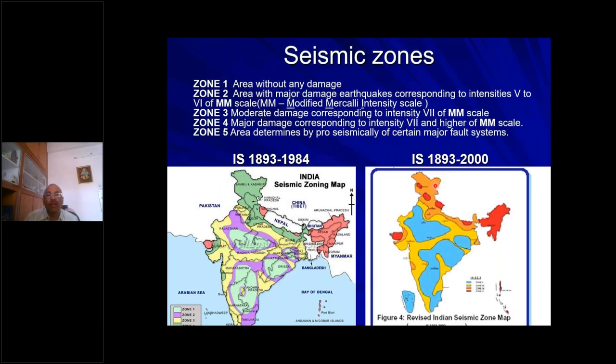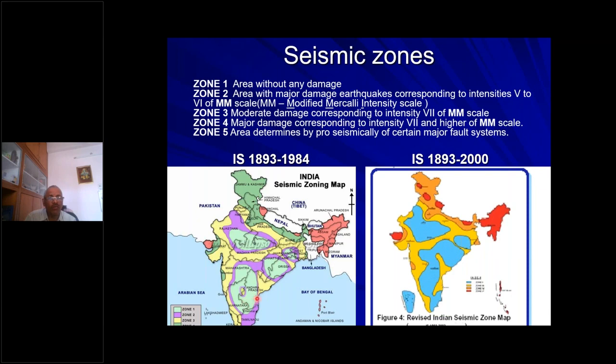So now coming to the IS 1893 code of practice. Actually, in the earlier code of practice, way back in 1984, the Indian seismic zoning map consisted of 5 zones actually, zone 1, zone 2, zone 3, and up to 5.